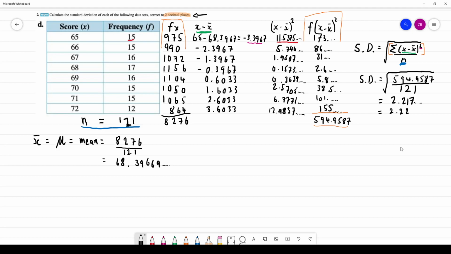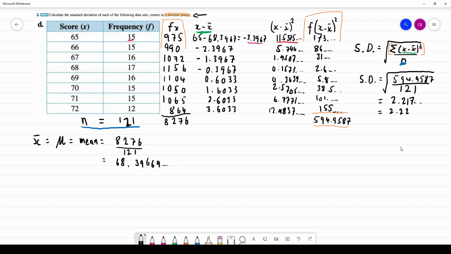And this is all done by hand. If you've got a calculator with you, you can put this into a table, do one variable analysis where X is list 1 is your score, for example, and list 2 is your frequency, and your calculator will spit out the standard deviation for you.